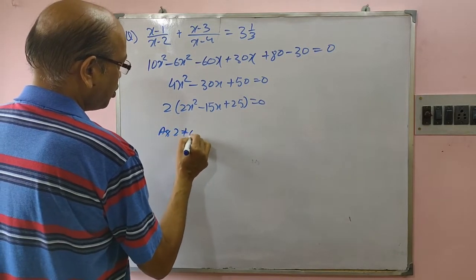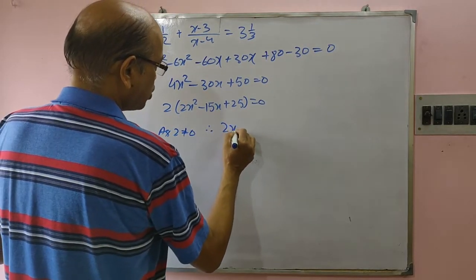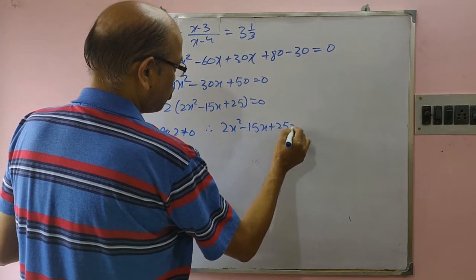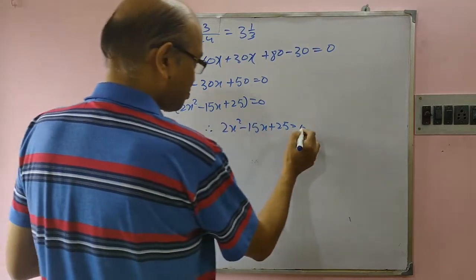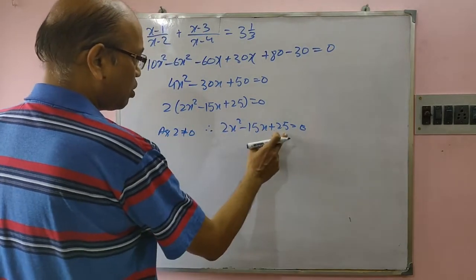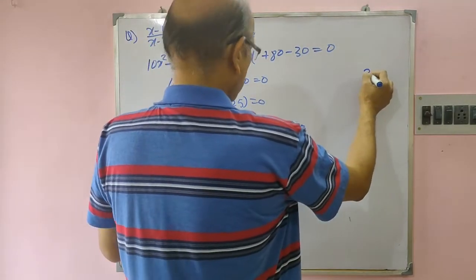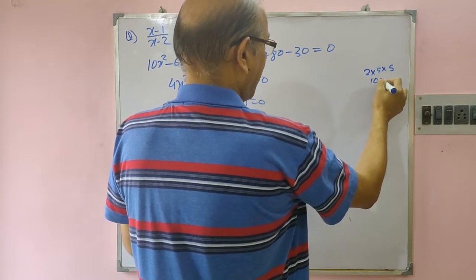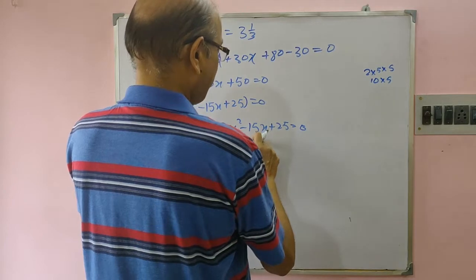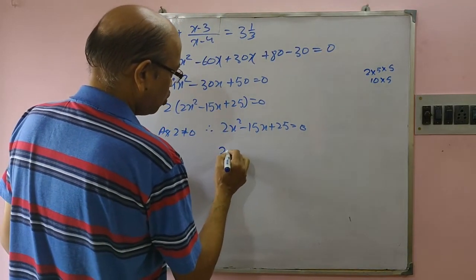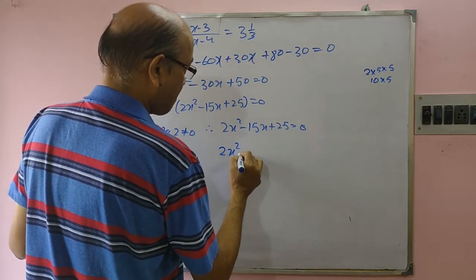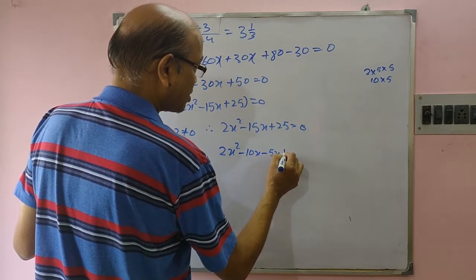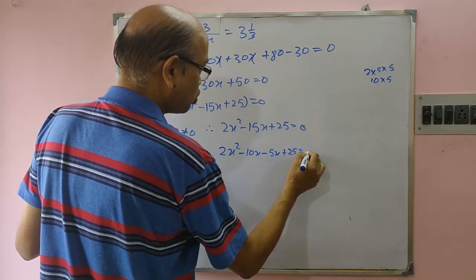As 2 cannot be equal to 0, therefore 2x² − 15x + 25 = 0. Now, how do we break up 25? 2 into 5 into 5, and I have to get 10 and 5. 10 and 5 is 15. So we can write it as 2x² − 10x − 5x + 25 = 0.